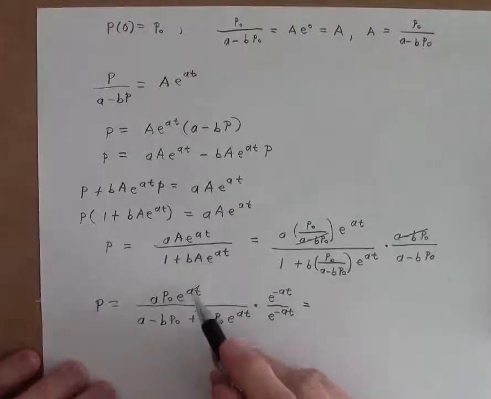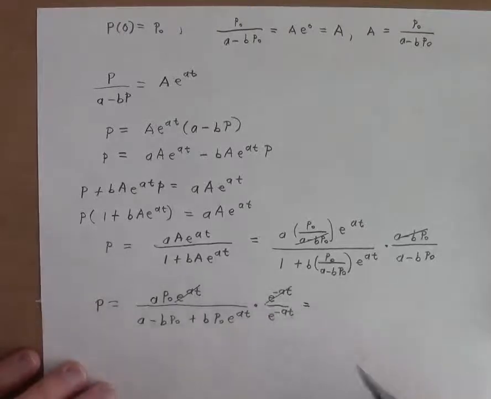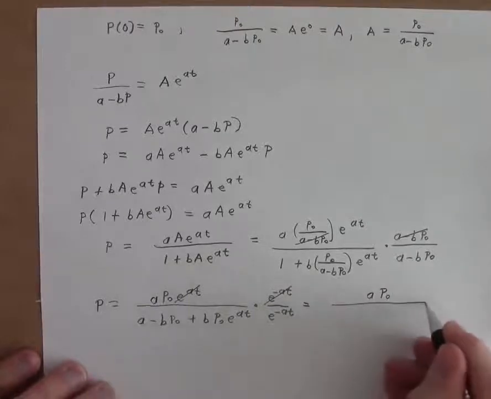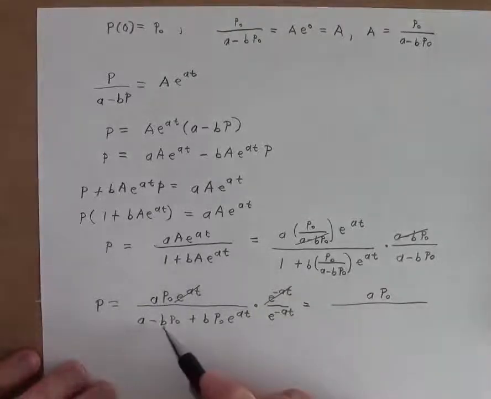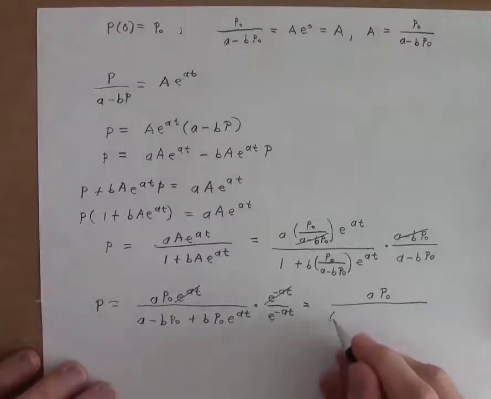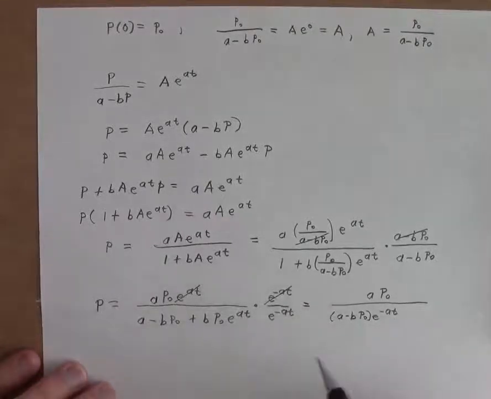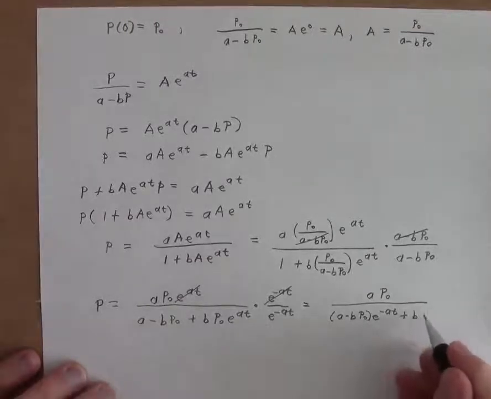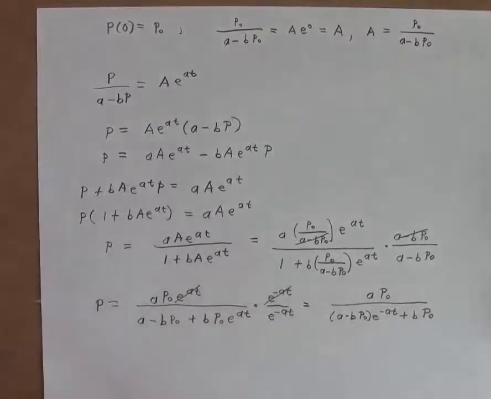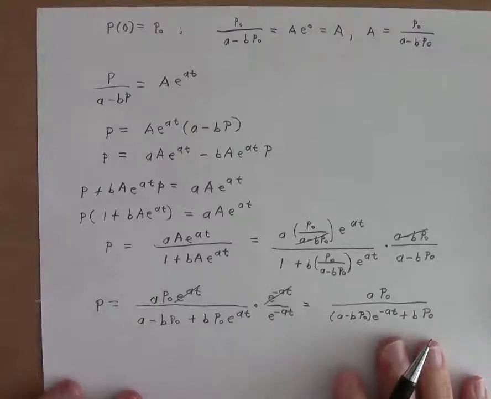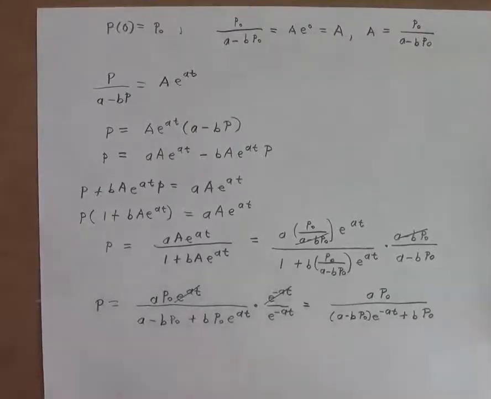So then that would remove the e to the power at from here. So it leaves us just an a times p sub 0. And then we'd have our a minus b p sub 0 multiplied by the e to the power minus at. And then over here, these two would cancel. So we just get plus b times p sub 0. So finally we have the solution to the logistic equation in a fairly reasonable form.